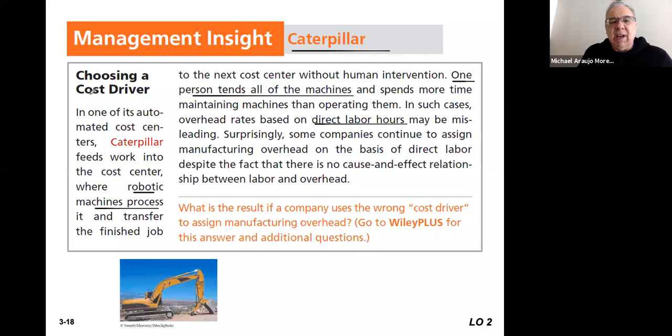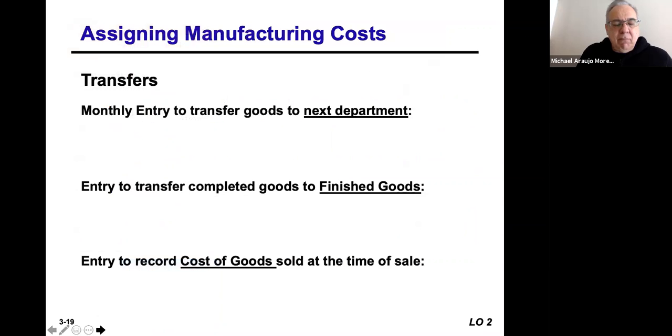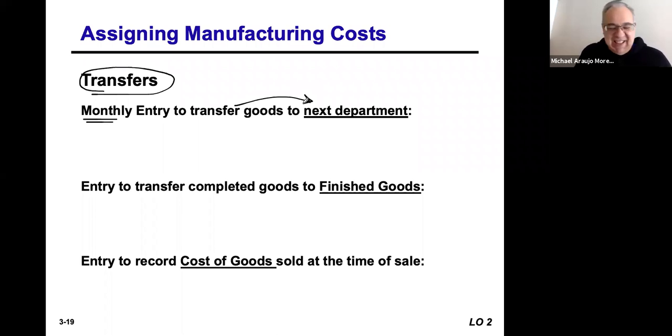So you're going to see how they choose a cost driver will depend on the processes that are involved. All right, so again, everything starts with allocating the materials, labor, and overhead. But then every month, you're going to need to make sure that goods that have been completed in assembly, for example, have been moved to whatever the second department is.